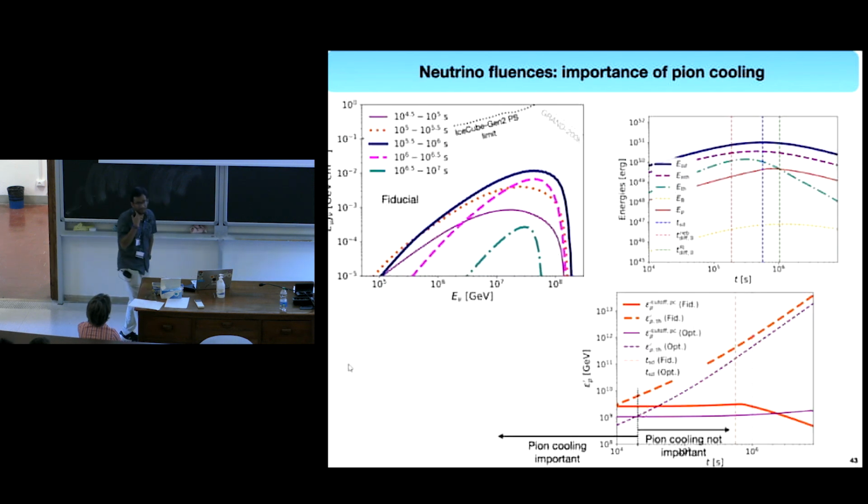The other important thing is, of course, you have to look at pion suppression or pion cooling, because if they cool faster before producing the neutrinos, you won't really have the neutrino production. So in this particular plot, I show the pion cooling aspect. Once again, this is time post merger, and what you notice is that anywhere where the dashed curve is above the solid curve, those are the regimes where pion cooling is not important. So you see that right from the early times, pion cooling is not that important, and therefore, we have efficient neutrino production in these sources.